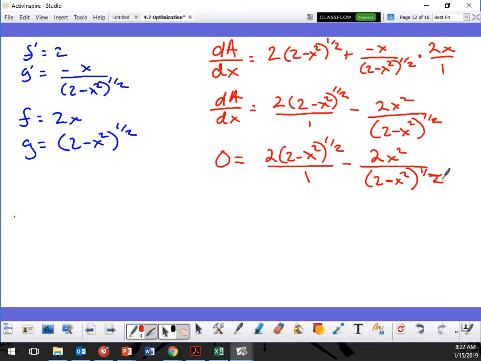Okay, common denominator is what I want here. The common denominator is going to be that whole thing on the bottom, right? And so if I multiply it by what I have over here, what's going to happen? What's going to happen over here to my exponents? It's going to cancel, right? So 1/2 plus 1/2 is 1 whole, right? So it's going to get rid of my radical and it's going to make it a whole. So I still have 0 equals, now it's going to give me 2 parentheses 2 minus x squared, okay, minus 2x squared all over common denominator of 2 minus x squared to the 1/2.